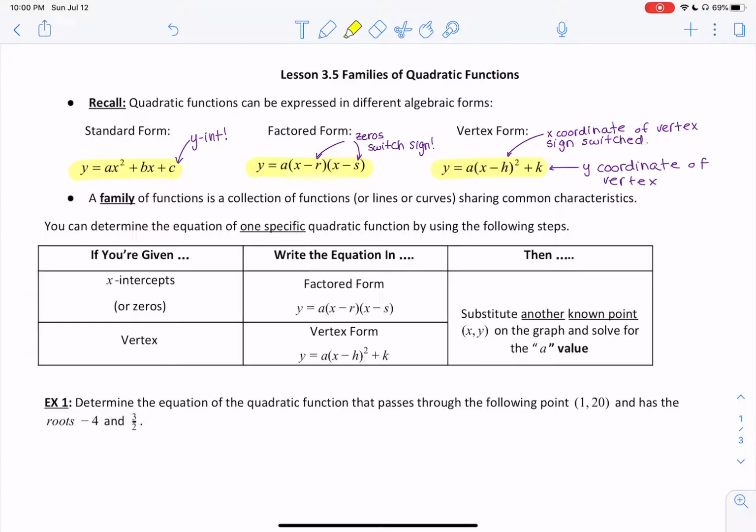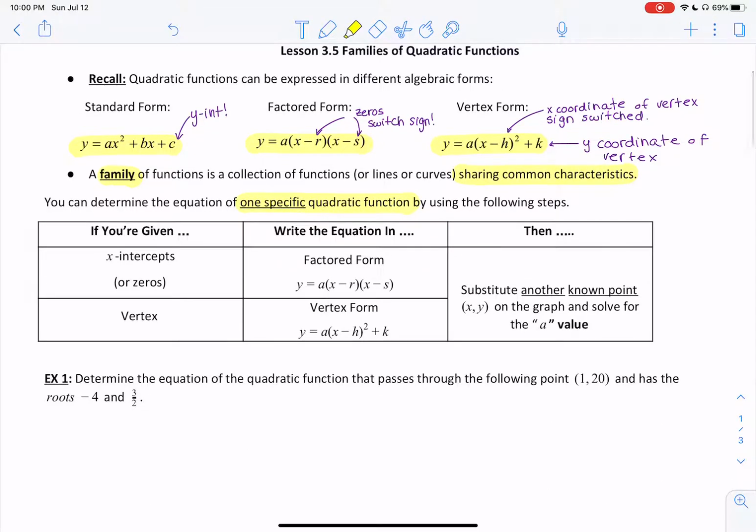So the other thing that we're going to talk about that's new is a family of functions. And it's basically a collection of functions that share common characteristics. So I can determine the equation of one specific quadratic function by using the following steps.